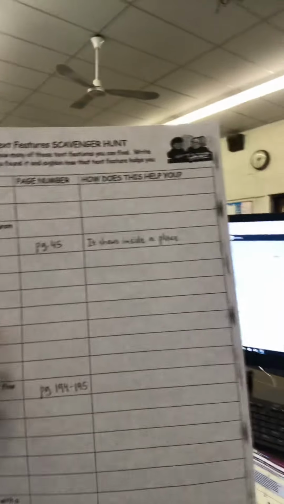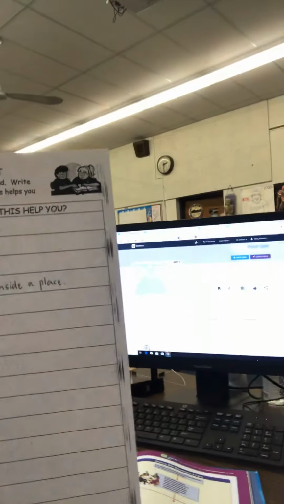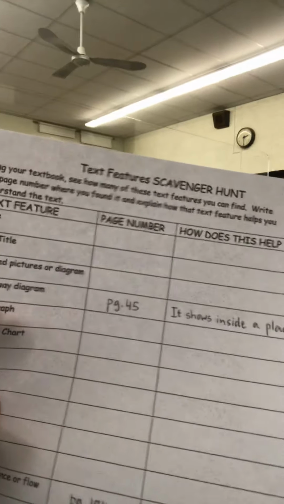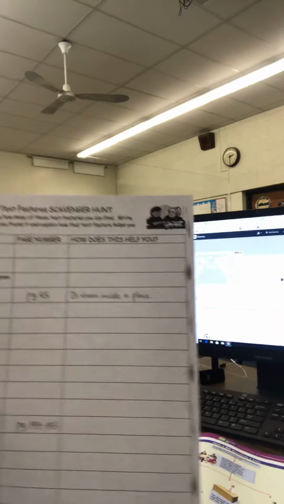So what you're going to do is you're going to write the page number where you found it and how this information helps you as a student. What does it do? For example, a cutaway diagram, which you can see I wrote for you, shows inside of a place like a wigwam or a longhouse.